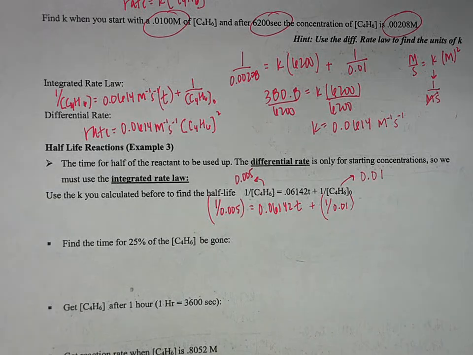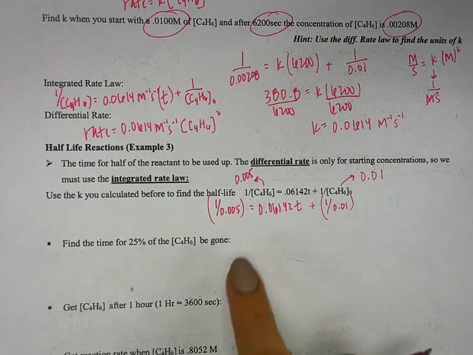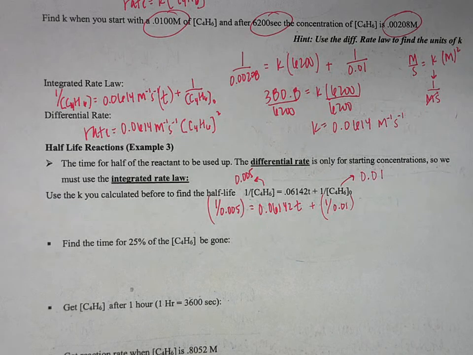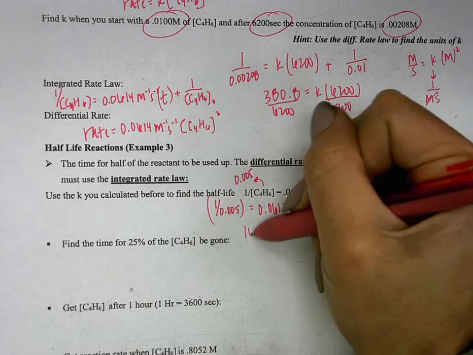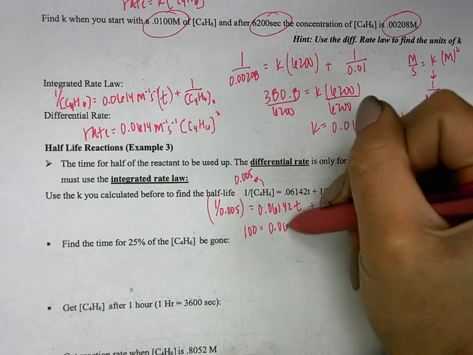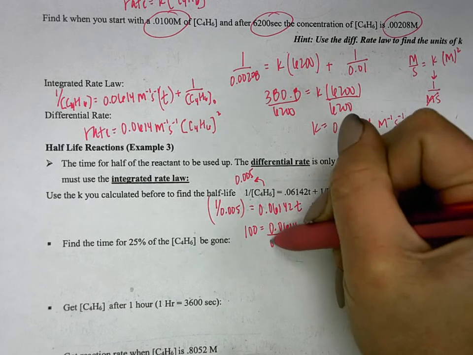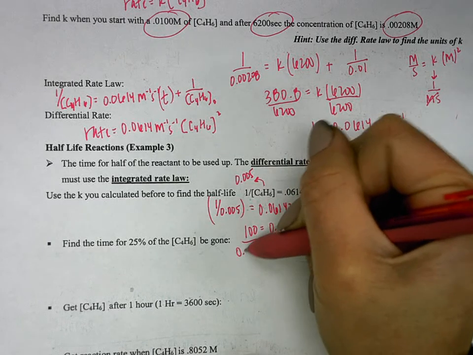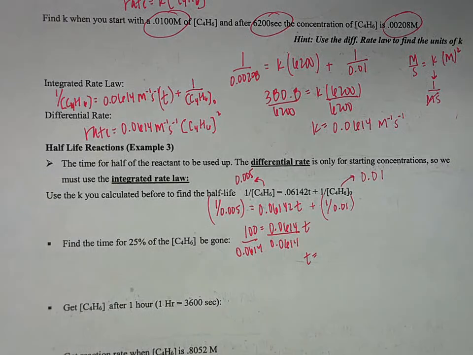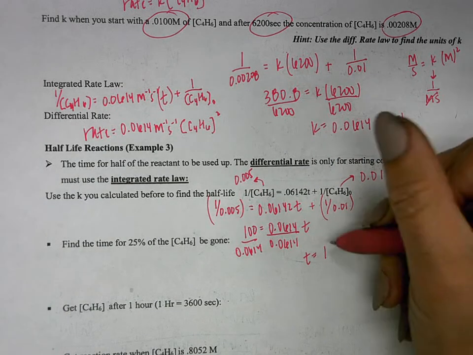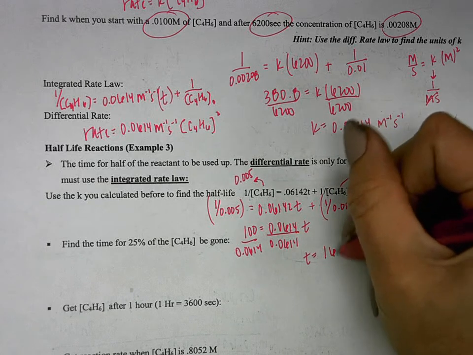So I do this: 1 divided by 0.005, that's 200, minus 1 divided by 0.01. When I take this over, I get 100 equals 0.0614 times my time, so I'm going to divide both sides. So my half-life time is 100 divided by 0.0614, which gives me 1,628 seconds.